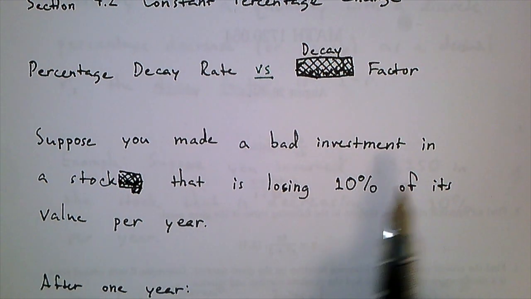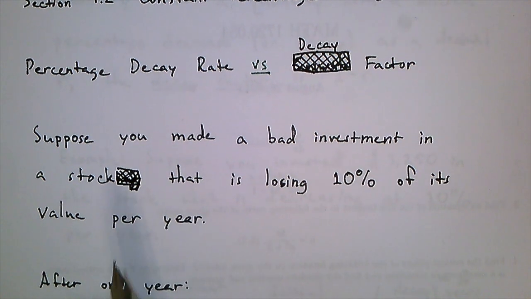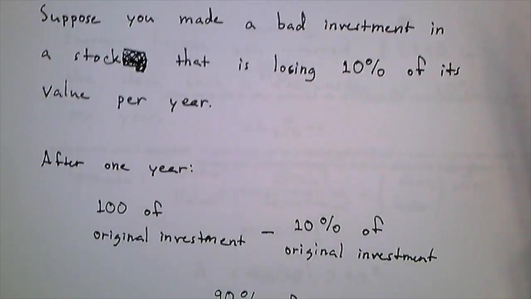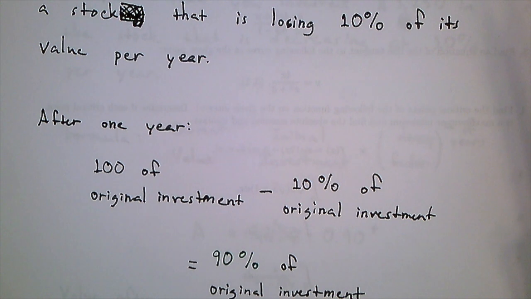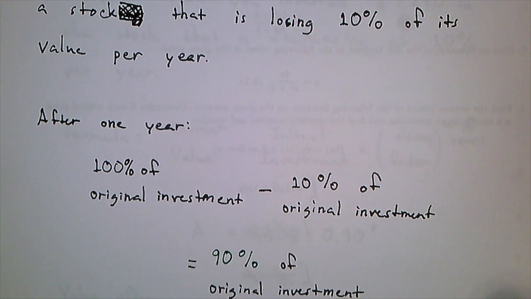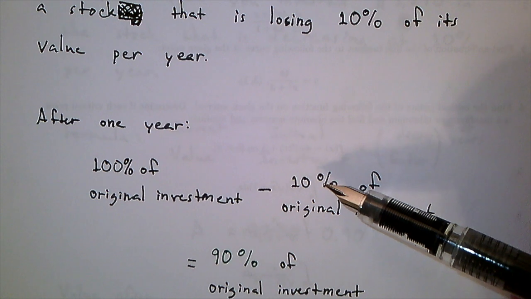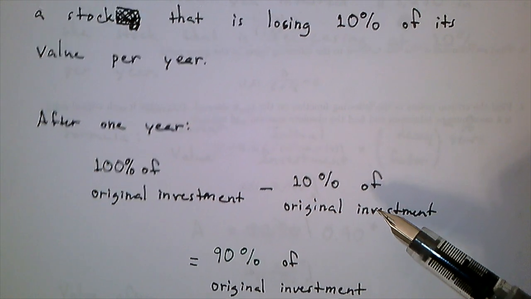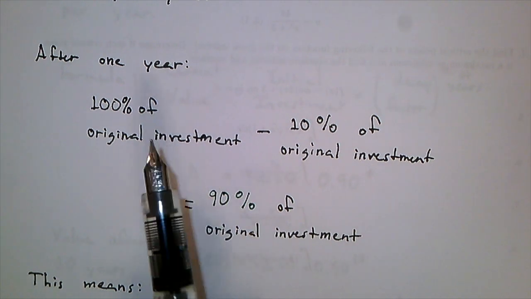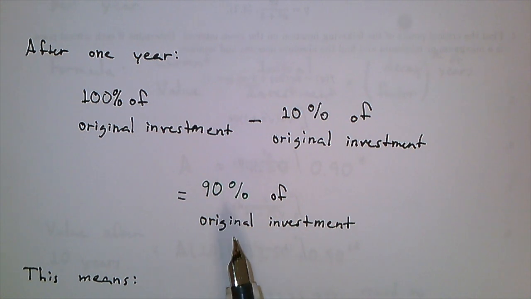Suppose you made a bad investment in a stock that is losing 10% of its value per year. Let's work through the math of what happens over that year. You start with 100% of your original investment, and then you subtract off 10% of the original investment. So at the end of the year, after you've done the subtraction, 100% minus 10%, you end up with 90% of your original investment.